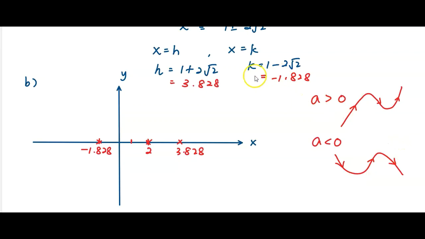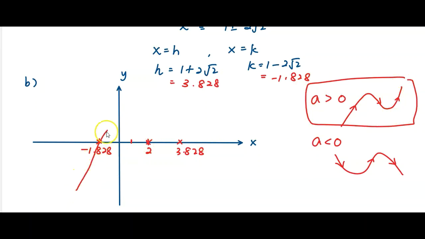So now we have the coefficient as 1, right? It will take the first shape. We will have the shape like this. So we'll sketch the graph in this shape, and after reaching a local maximum, it goes down, reaching a local minimum, then it goes up again, passing through 3.828.